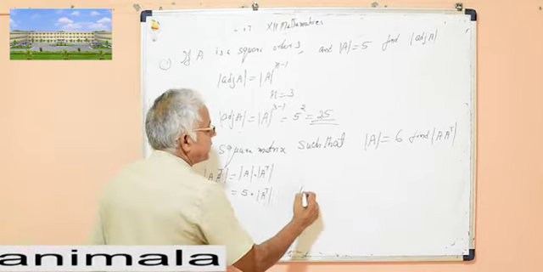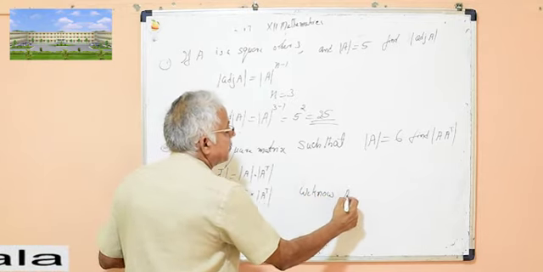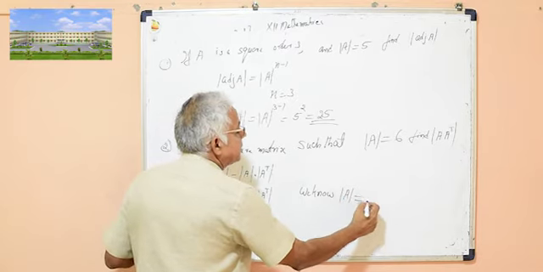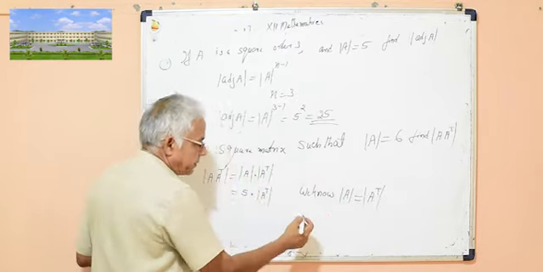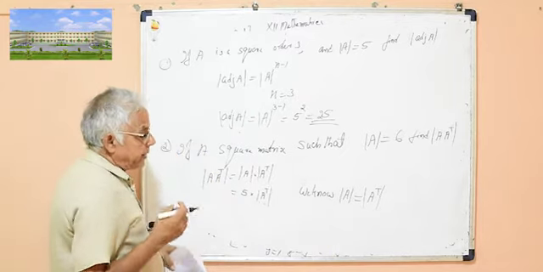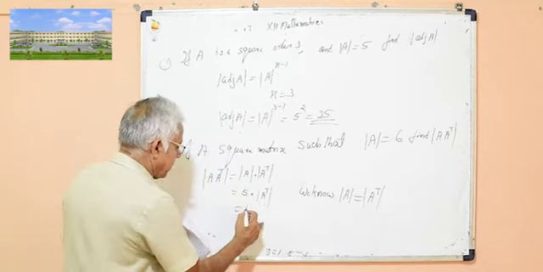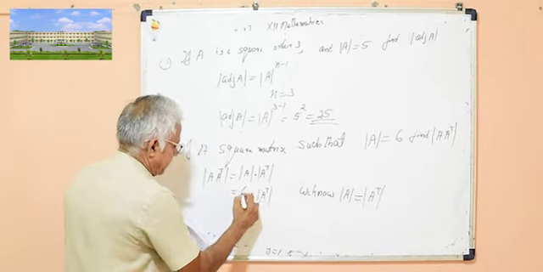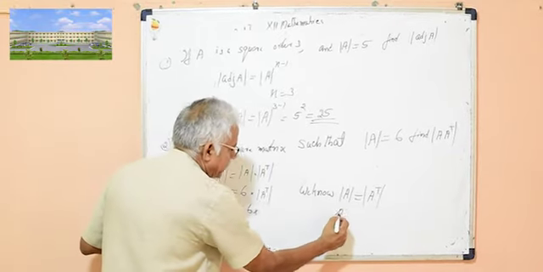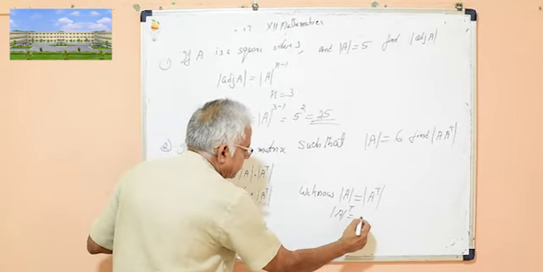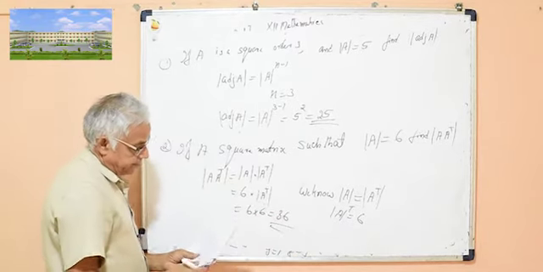We know that determinant of A is equal to determinant of A transpose in the case of a square matrix. So substitute 6 into determinant of A transpose, which is equal to 6. 6 into 6, 36.